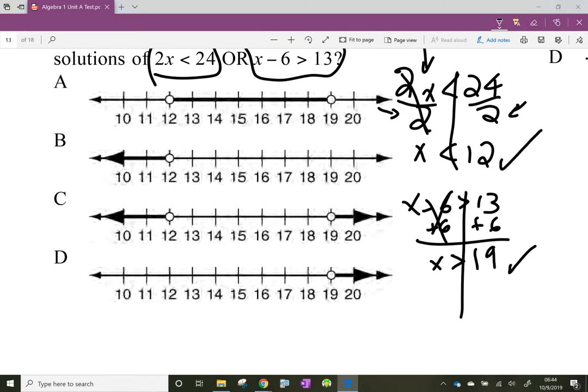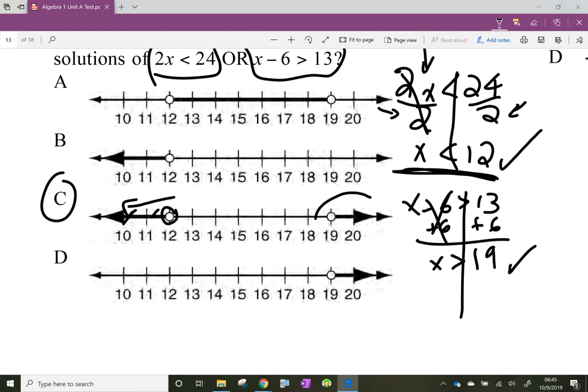We have x is less than 12, and I guess technically, or x is greater than 19. So the graph of this one is C, because here's our number at 12, and we're shading less than 12 because it's saying that x is a smaller number than 12, right? The gator mouth is opening up towards 12, saying that 12 is bigger. So x must mean smaller. So we're shading to the left because 11 and 10 and all those numbers to the left are smaller.